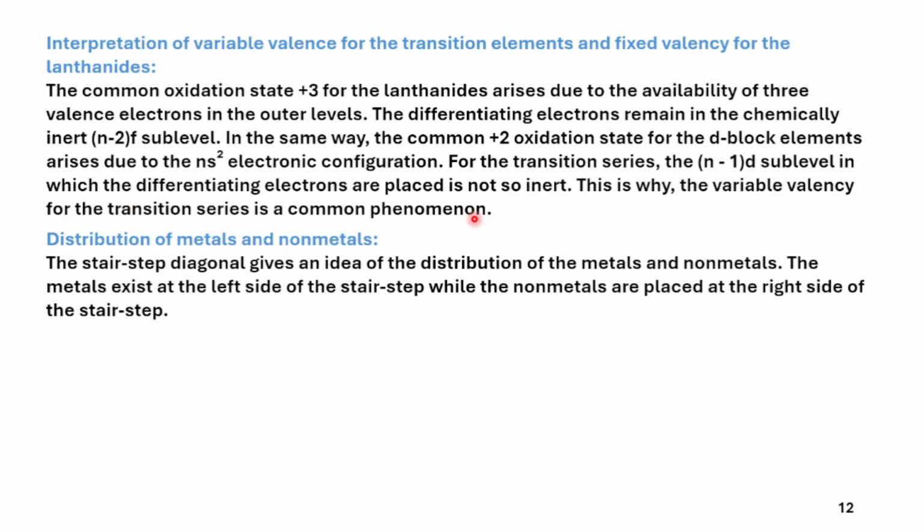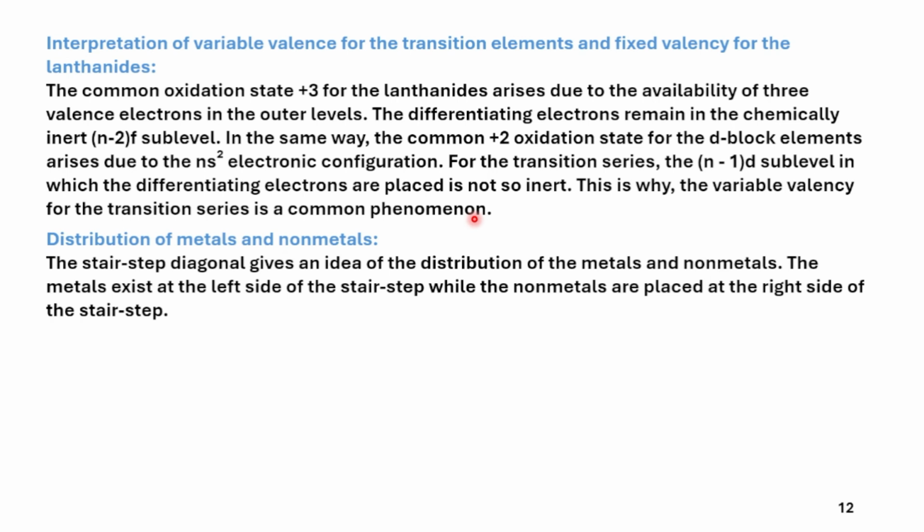So in case of f block elements, what was happening? The last electron was going in the (n-2)f, and we have a total of 3 electrons in the (n-1)d and ns. So only those 3 electrons, which are in the (n-1)d and ns, can be oxidized. That's why they have a fixed oxidation state of +3.